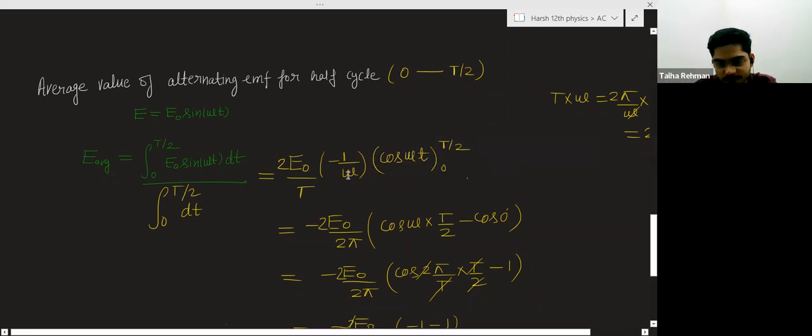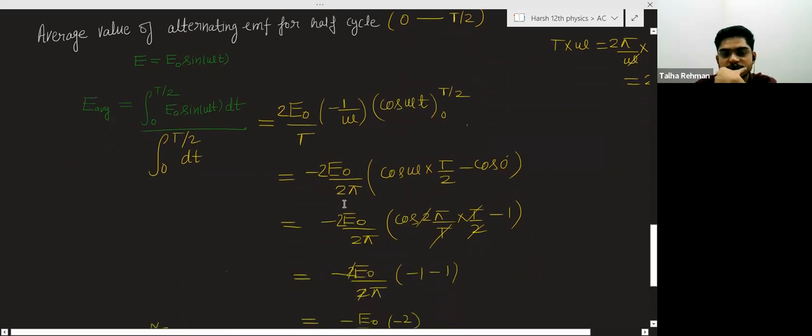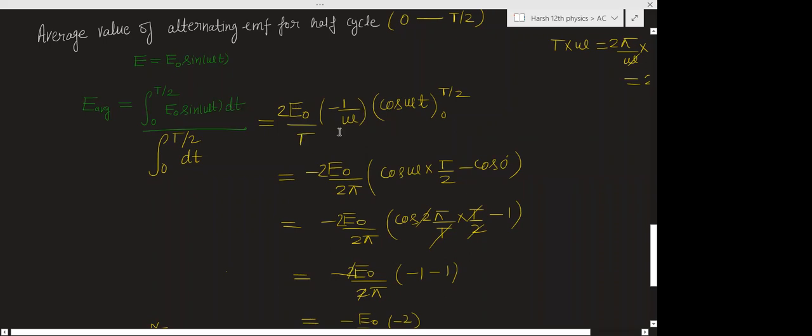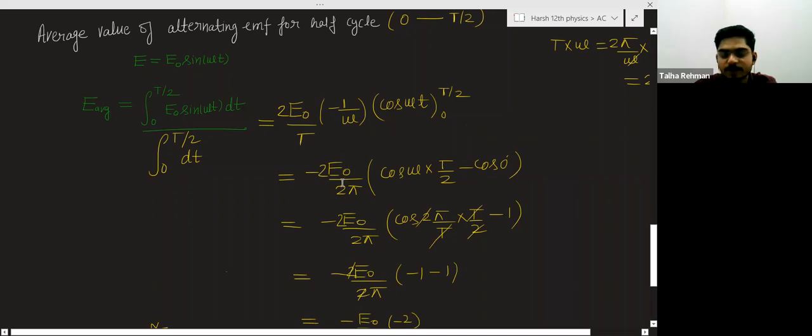Now you can solve this. This is 2 E naught by t, and this is minus 1 by omega. Actually, this is t, so we can write t is equal to 2 pi by omega. Here will be 2 pi, here will be omega. So omega and omega will be cancelled out. So that is why here minus 2 E naught by 2 pi.